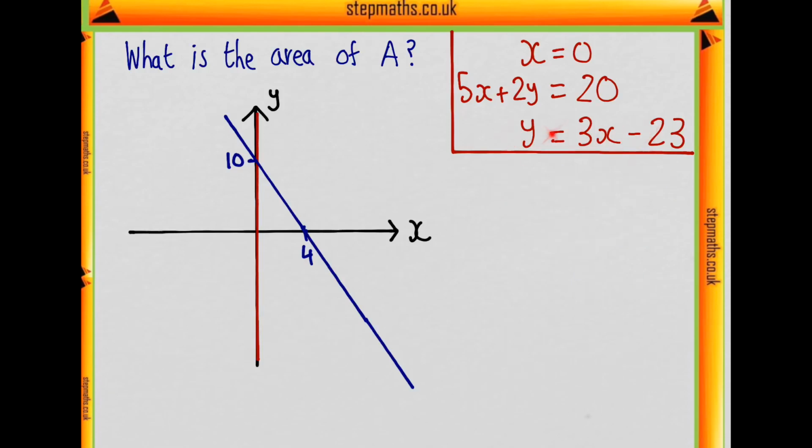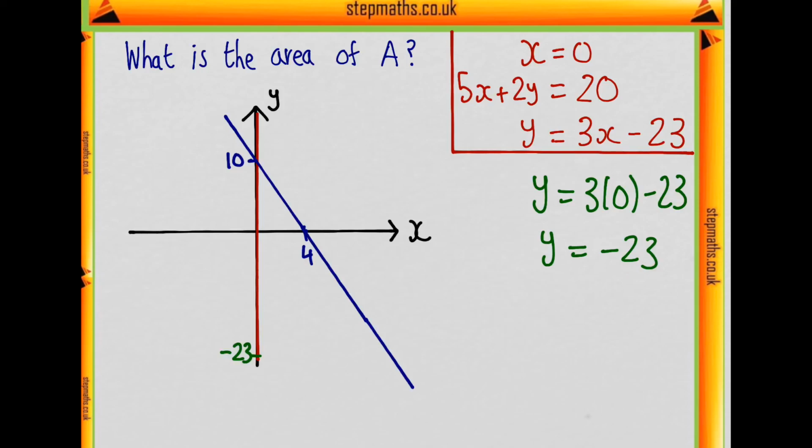We do exactly the same for our final equation here. Let's put in x equals 0, and y equals 3 lots of 0 minus 23. So y equals minus 23. To be fair, you can see this straight away because it's in the form y equals mx plus c. But anyway, this is our intersection with the y-axis. So minus 23 is a point here.